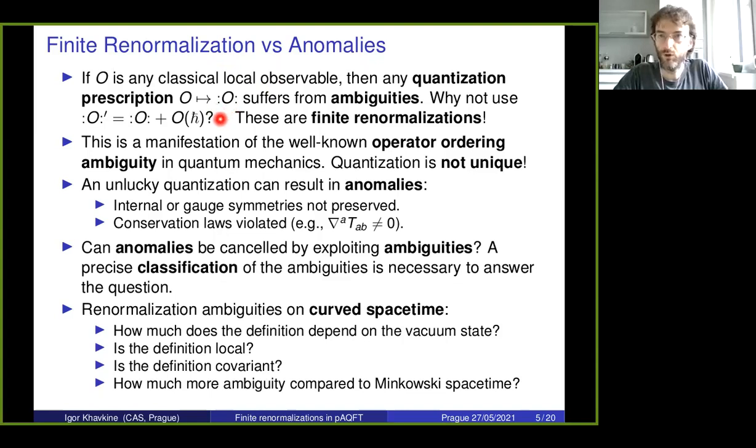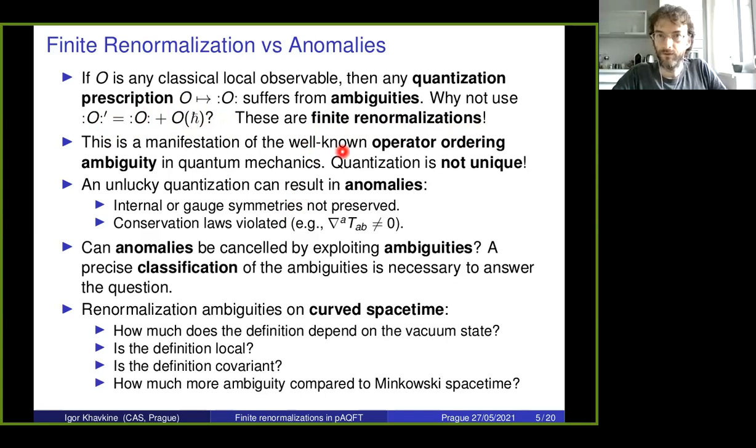So just a short comment, even when you're not dealing with quantum field theory, just in ordinary quantum mechanics, when you quantize a classical system, you have to find a way of associating quantum observables to classical ones. And there's no natural unique way to do this a priori. So if you find one way of doing it, why not take a different way, which basically adds these order H bar corrections to it. And these corrections or ambiguities are precisely the finite renormalizations that I've mentioned.